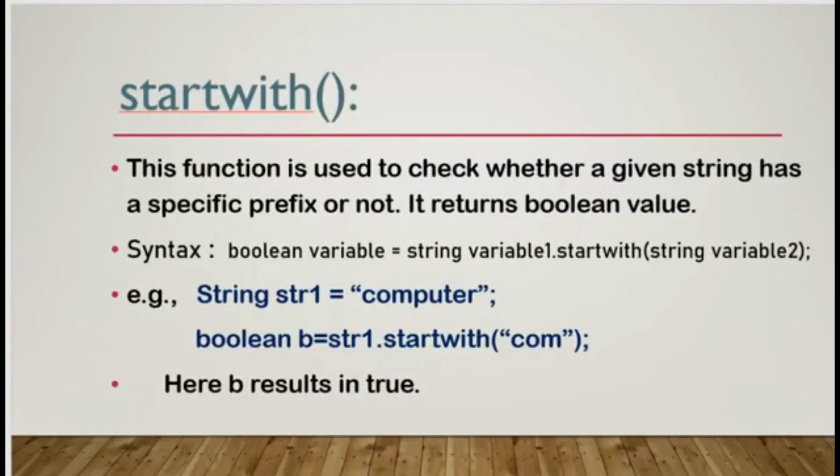Moving on to our next function, that will be startsWith. The function startsWith returns a boolean value if a given string is used as the prefix to another string. So if a given string starts with a specified prefix, then this function returns a boolean value true, otherwise it returns a boolean value false.